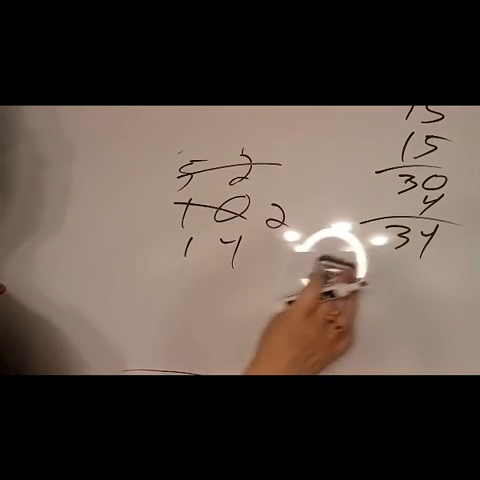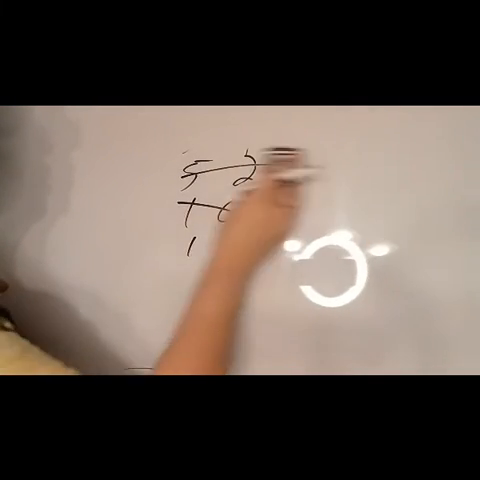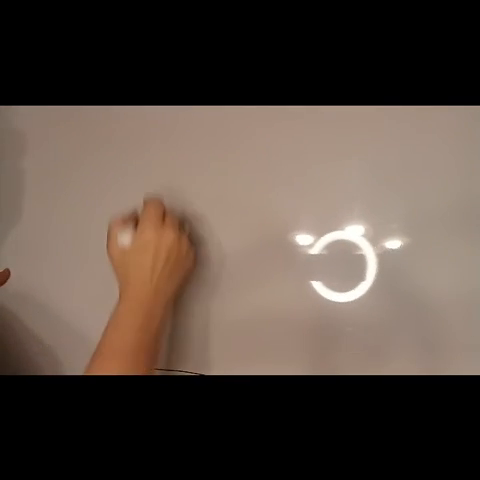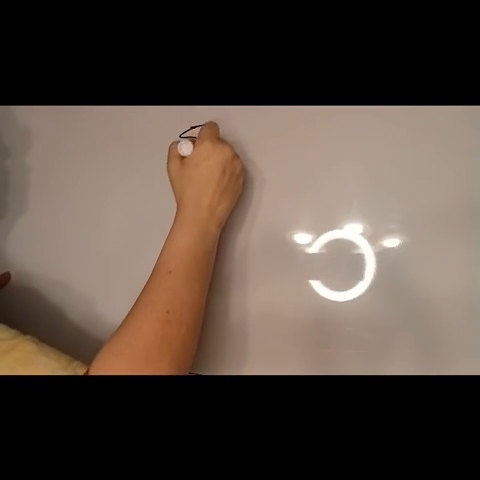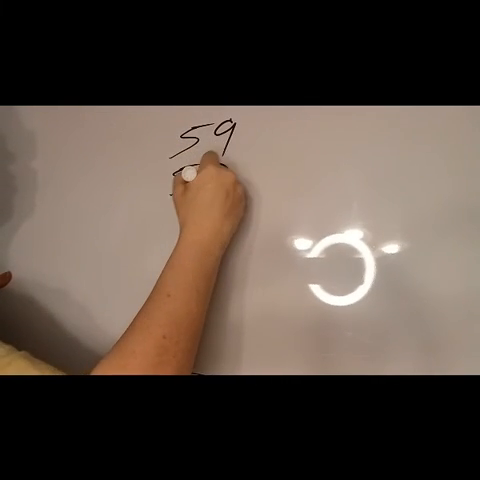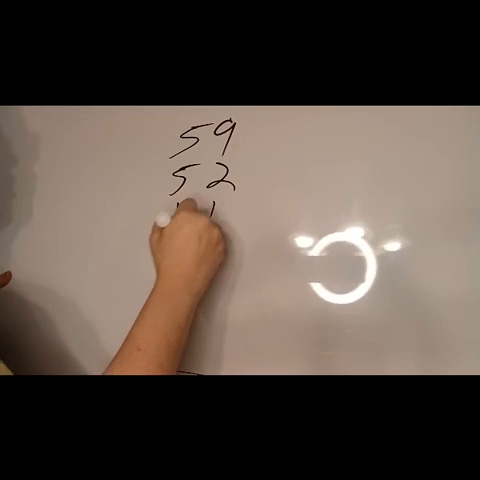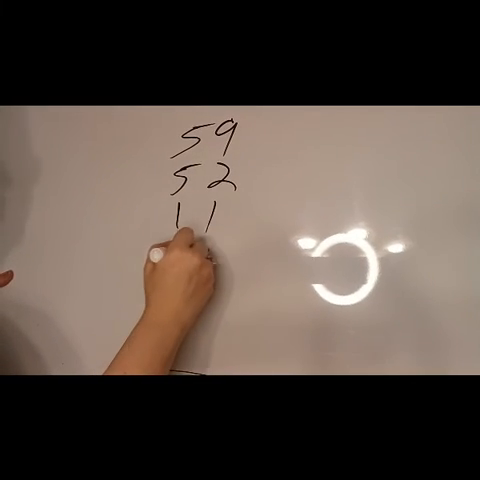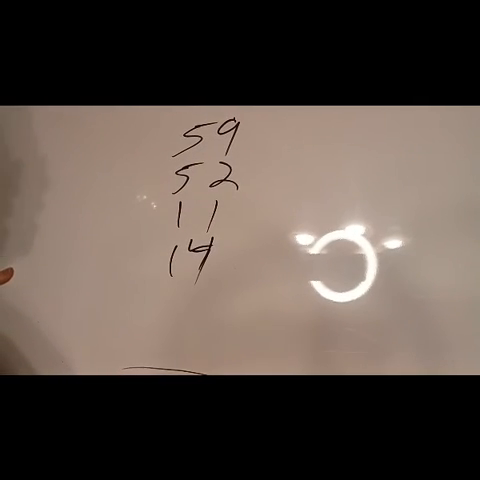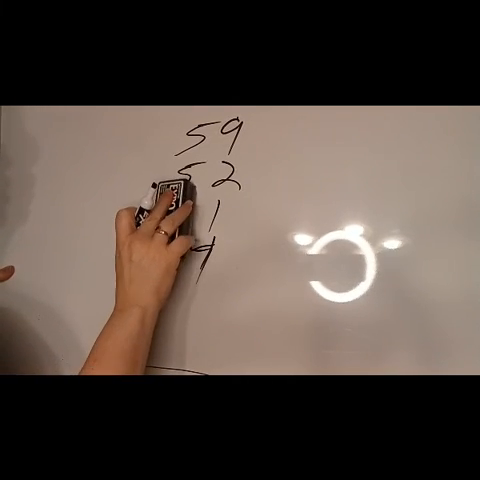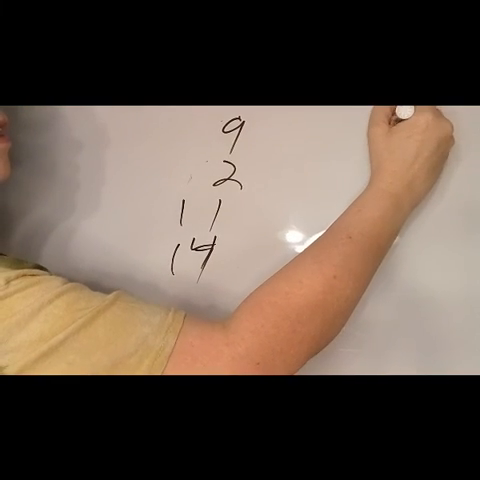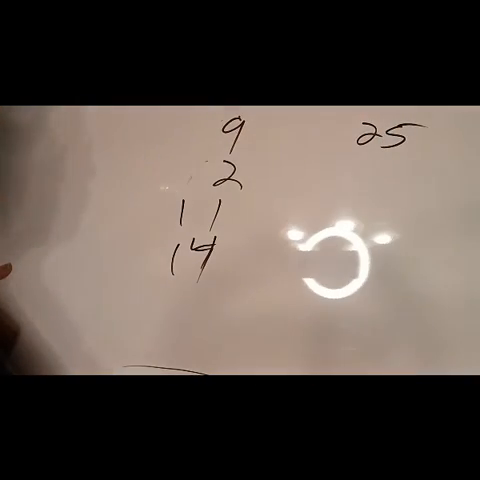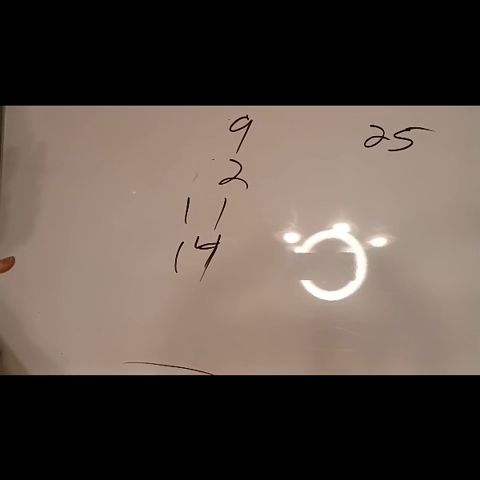All right, we could have also made packets of 100. Let's look at that. We had 59, 52, 11, and 14. If we make packets of 100, 100 divided by 4 is 25, right? So we can just do this. Kill those two 50s. That's a packet of 100. And 25 goes into our average.